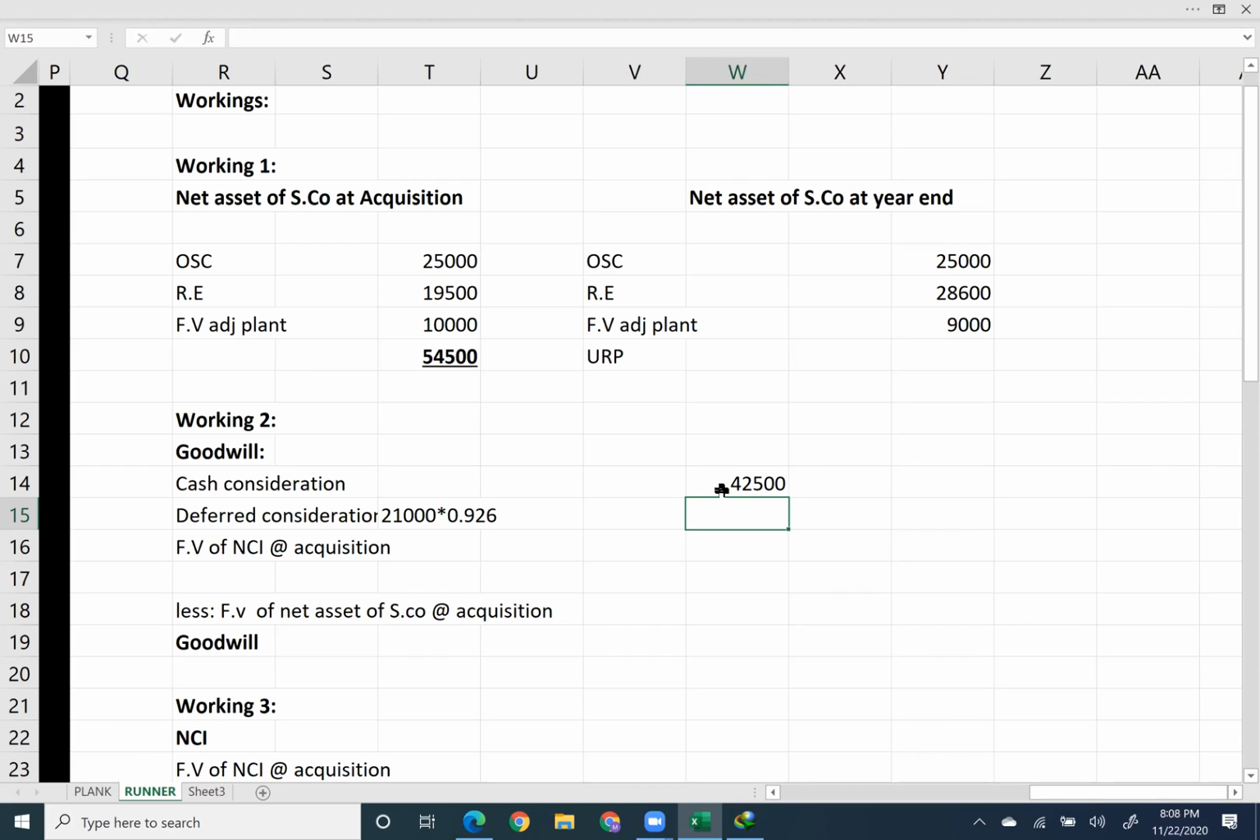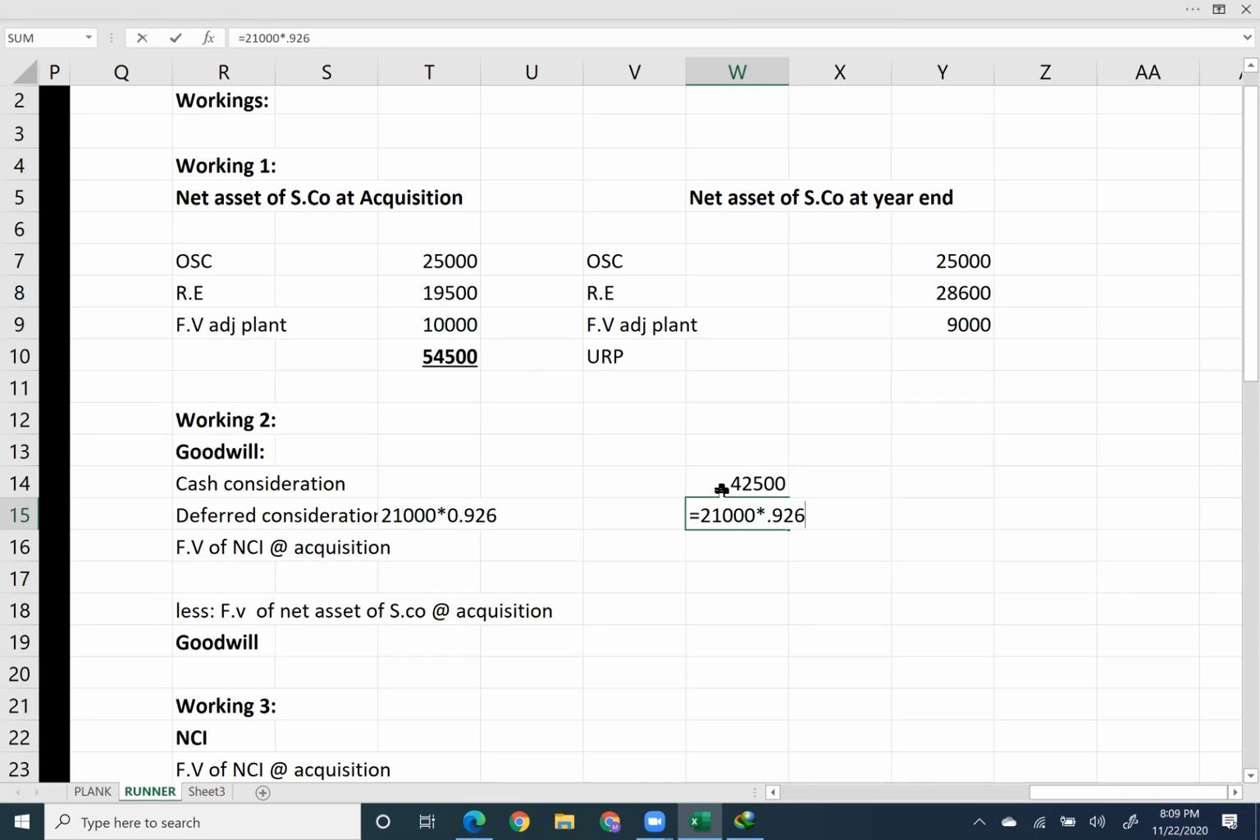You have to do 21,000 times 0.926. I've written this also, and I'm going to apply the formula. You need to discount the deferred consideration, so we'll write equal to 21,000 times 0.926. Now wait, all of you wait. I'm going to tell you one exam technique, the reason for losing marks. The examiner has openly written this.